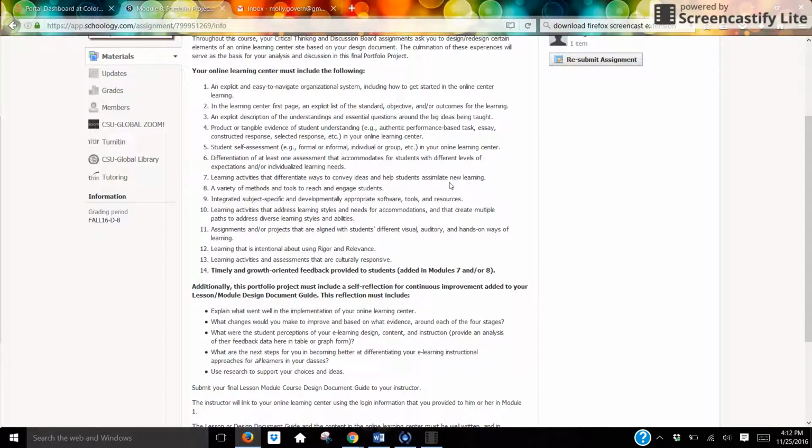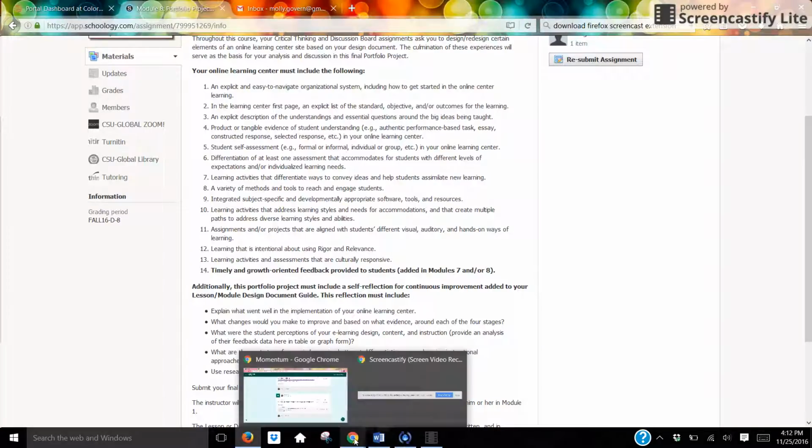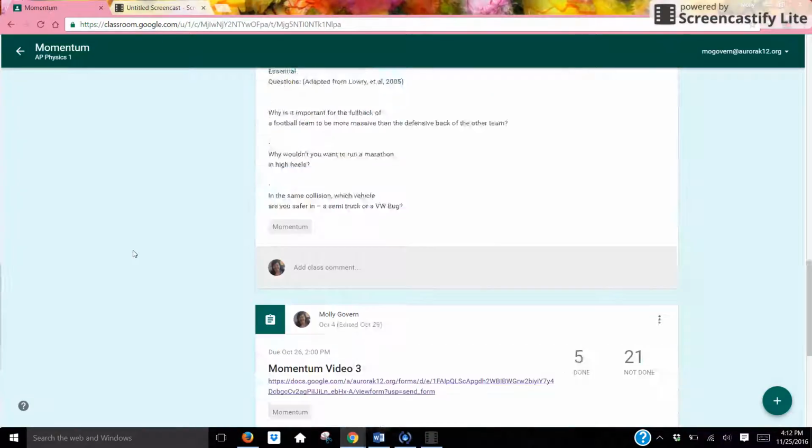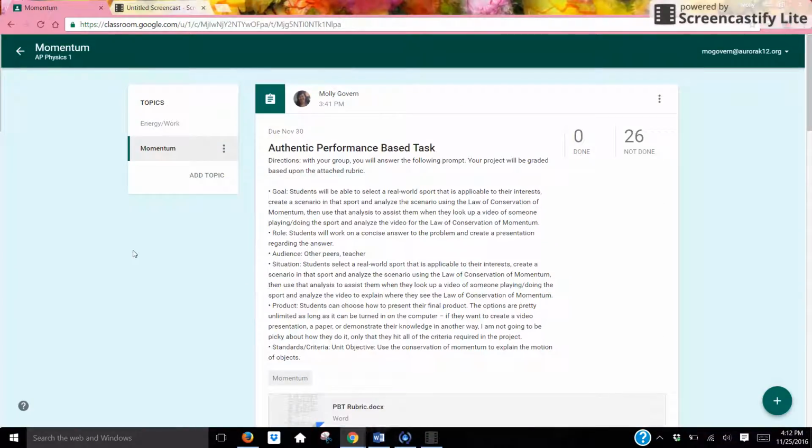When I think about rigor and relevance, I think that first off, this is relevant to them in the sense that any lab, any hands-on activity that they've been given should be related to something that they understand and something that they get. So when I say relevance, the performance-based task, relating that to a sport, as every kid is some sort of athlete, I think really helps them.